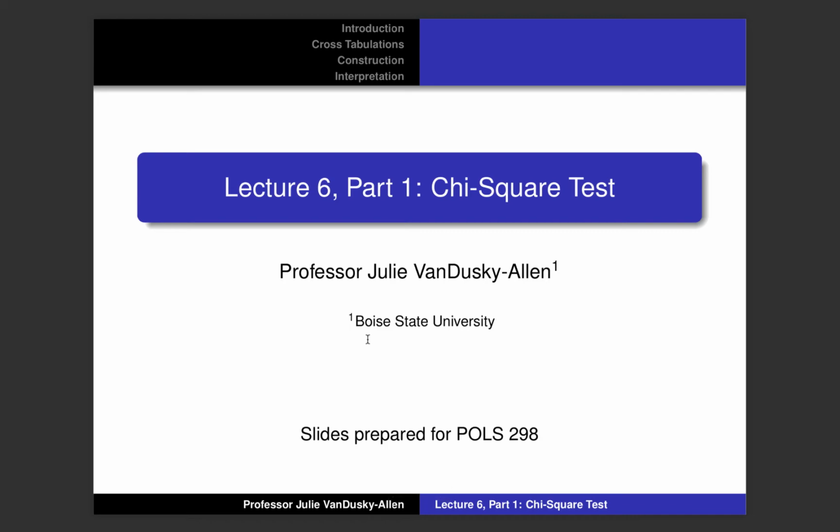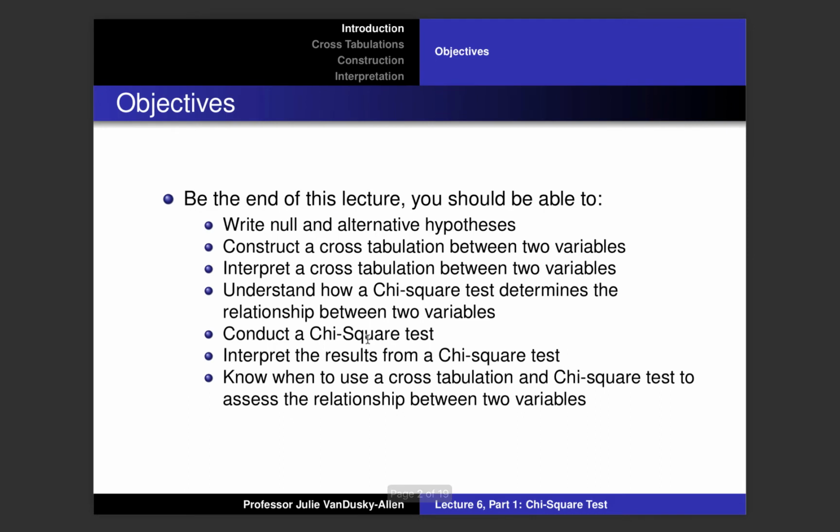This is Lecture 6, Part 1, Chi-square test. By the end of this lecture, you should be able to write null and alternative hypotheses, construct a cross-tabulation between two variables, interpret a cross-tabulation between two variables, understand how a chi-square test determines the relationship between two variables, conduct a chi-square test and interpret the results from a chi-square test, and know when to use a cross-tabulation and chi-square test to assess the relationship between two variables.